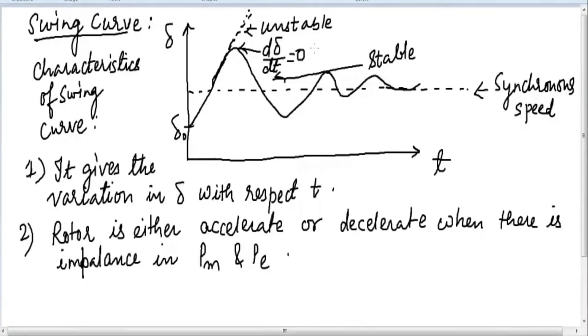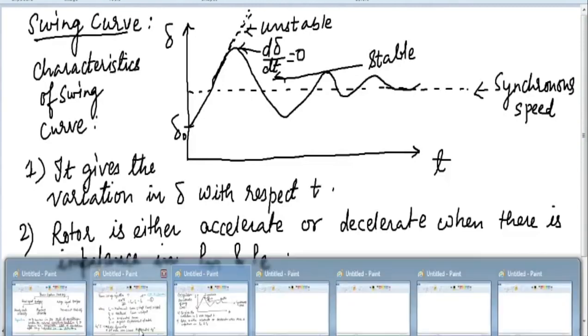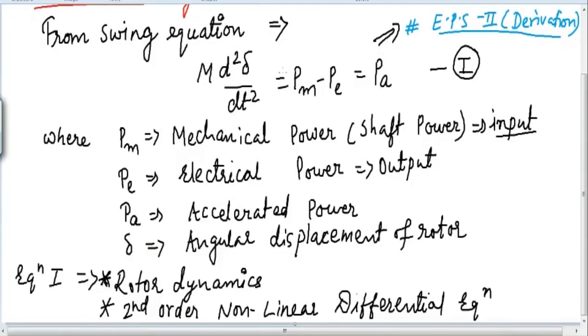So the swing equation which we have seen just now, we will again see the equation. So this is our swing equation: M d square delta by dt square is equal to Pm minus Pe, that is equal to Pa. Once we solve this equation, we will get the variation of delta with respect to time.